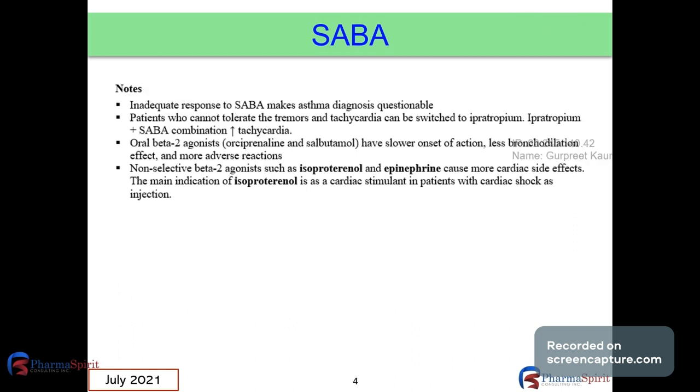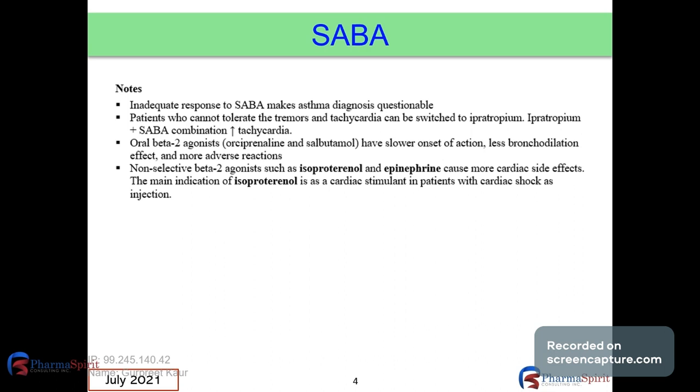Some notes here. Inadequate response to SABA makes asthma diagnosis questionable. We said that before. If we give the patient salbutamol and the asthma does not improve, this makes us question whether this is really asthma or not. Patients who cannot tolerate the tremors and the tachycardia due to SABA can be switched to ipratropium.